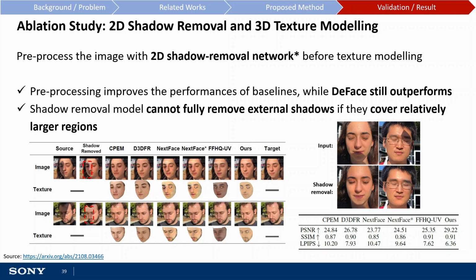Preprocessing with the shadow removal method indeed improves the performance of the baselines, while DeFace still outperforms them. From qualitative results on the left, we can observe that the shadow removal model cannot fully remove the external shadows in cases where the external shadows cover relatively large regions.